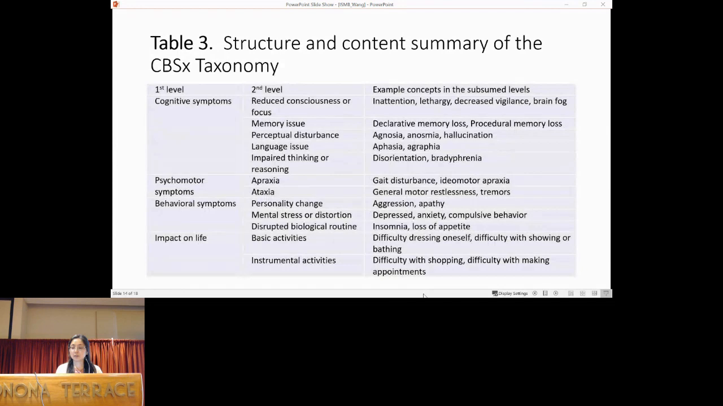So this table shows the summary of the structure and the content of the taxonomy. The first level included the four groups. The second level we listed here.